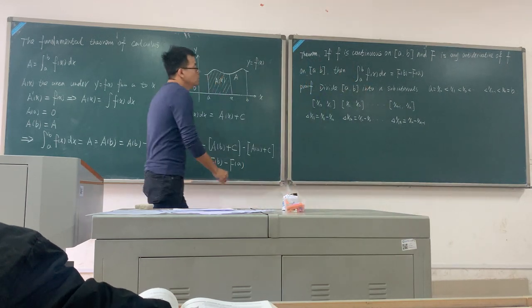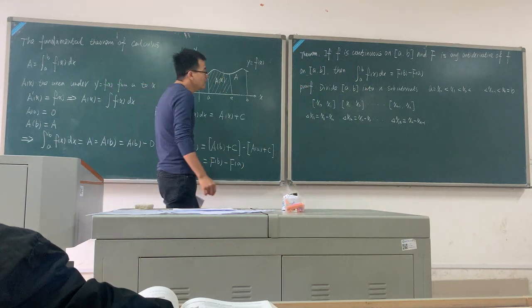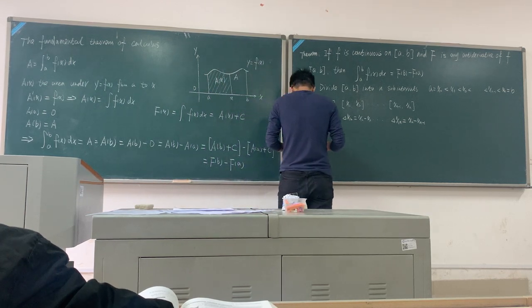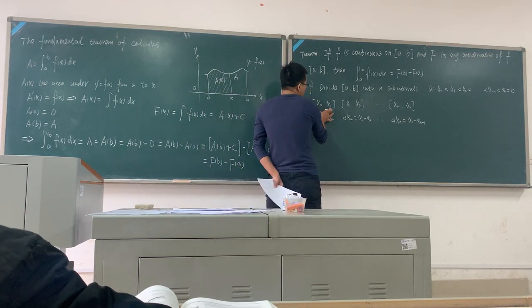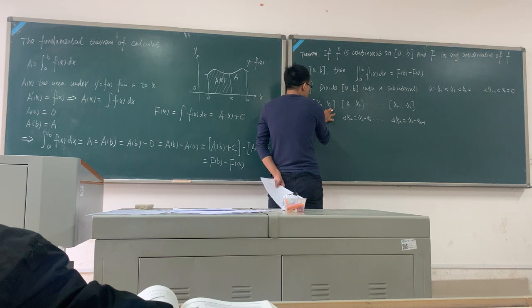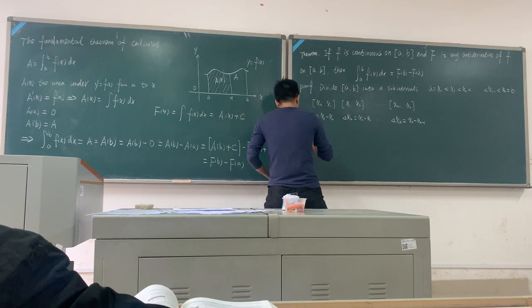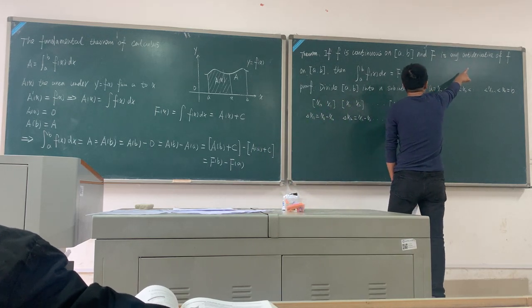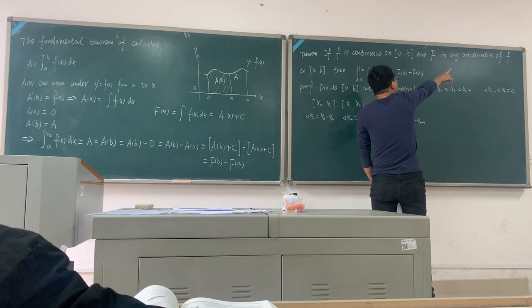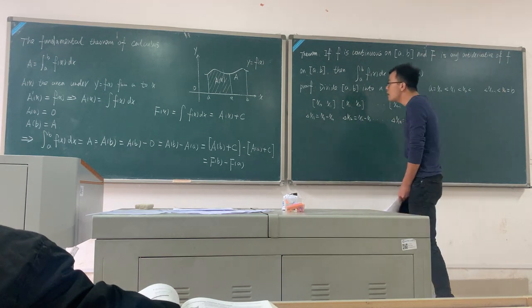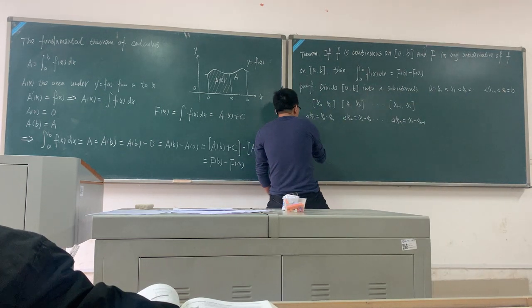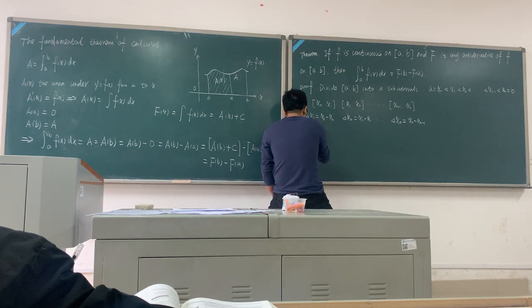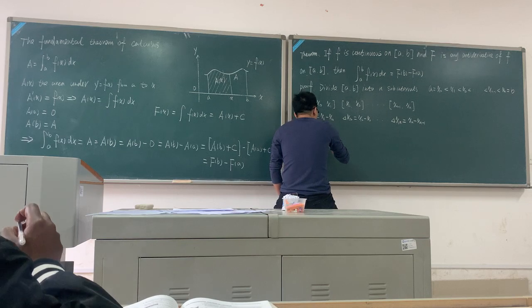Second, now we study the first sub-interval. For this sub-interval, we see this function. We know that capital F is any antiderivative of f. So from here we have the derivative of capital F equal to f(x).